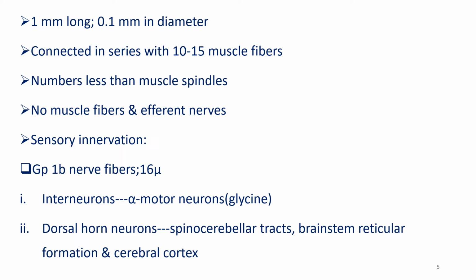The second termination is on the neurons in the dorsal horn of the spinal cord, the second order neurons. They go as spinocerebellar tracts and other ascending tracts to the brainstem reticular formation and cerebral cortex. Through these spinocerebellar tracts, the central nervous system comes to know about the location of the moving part of the body, that is the muscle.